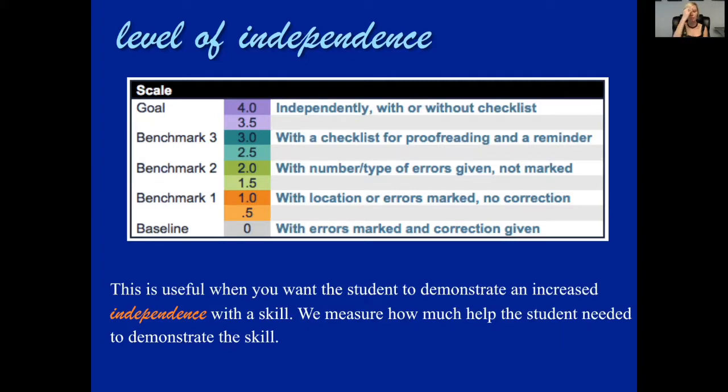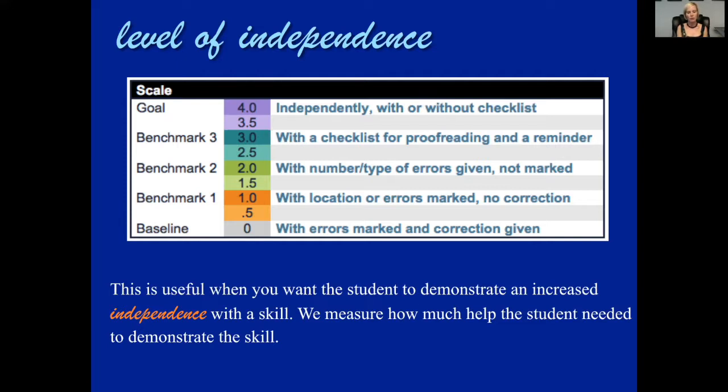So we want to think about actually decreasing the level of our prompt. This example here is for editing work. Right now the student only meets criteria of accurate conventions of writing when the errors have been marked and I've given the correction. We all know that's really a missed learning opportunity. We only want to mark errors and give the correction after everything else didn't work, because when we do, the student misses a chance to learn that.